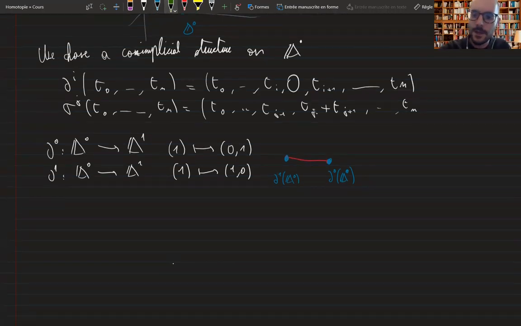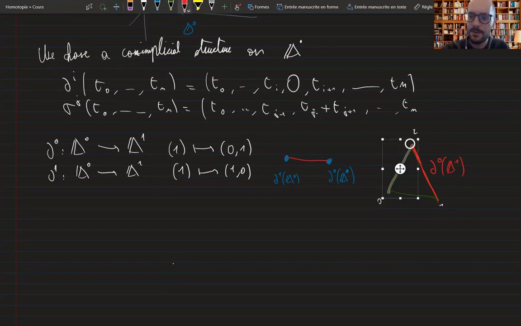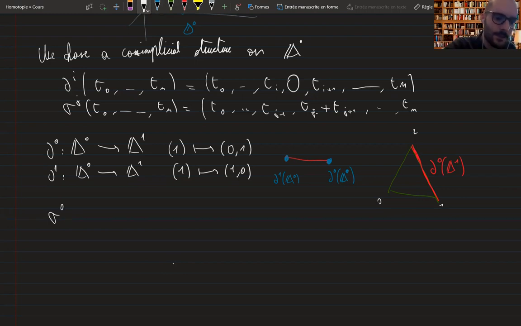And if you look inside of a big simplex, the triangle delta two, where here you have 0, 1, 2, well, delta zero misses, exactly as in the simplicial thing, misses 0. So here you have d0 of delta one, and so on. Delta one misses this one, so it will be this segment, and delta two would be this one. And then you have the codegeneracy, which collapses some things. So essentially, it collapses two consecutive points. For example, sigma zero from delta two to delta one sends t zero, t one, t two to t zero plus t one, t two.